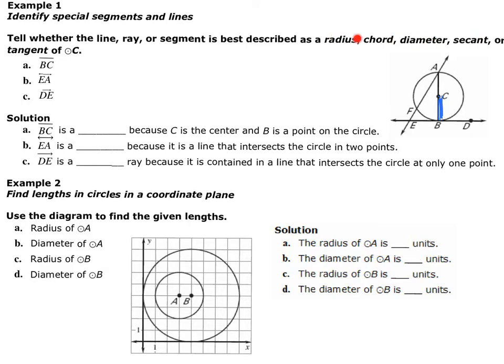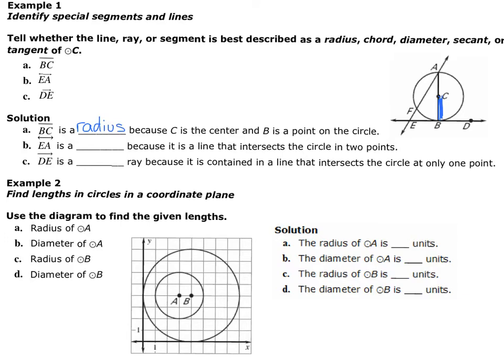These other three here are all segments. So again, the symbols are going to be important, so make sure you pay attention to those. So BC is a segment that has an endpoint at the center and any other point on the circle. So BC is going to be a radius, because C is the center and B is a point on the circle.